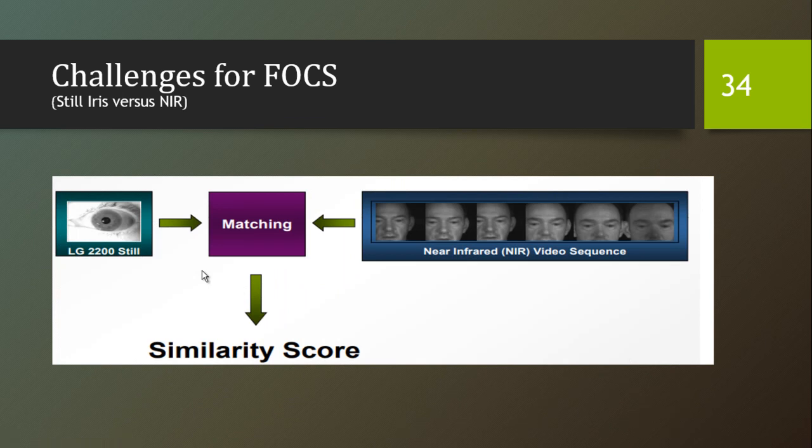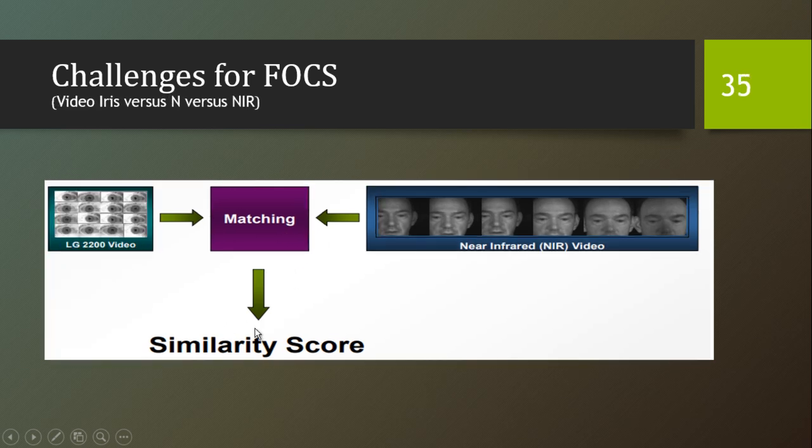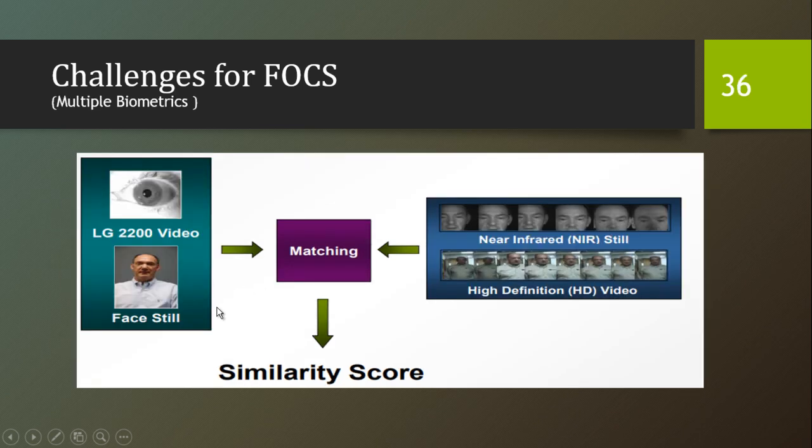These are some challenges they considered while acquiring the dataset. Take this video sequence of the data as a test case, and try to match those captured images and calculate the similarity score. Similarly, these are the multiple biometric challenges. Take the full frontal images and iris and try to match them against the query video and calculate the similarity score.